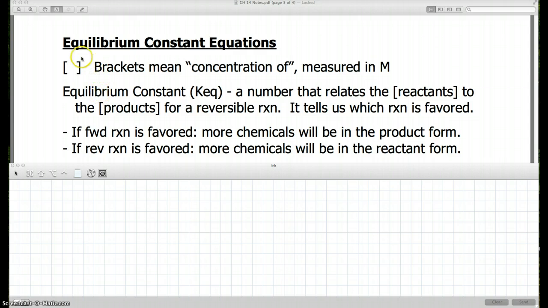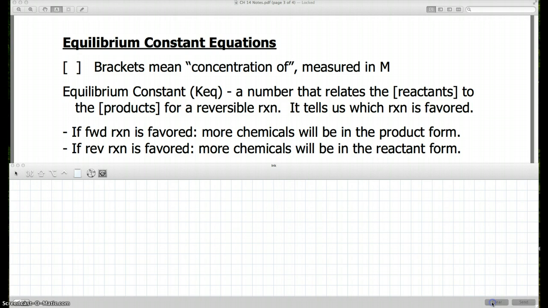One thing, and we actually covered this in Chapter 13, it was one of the book questions. Brackets in chemistry mean concentration of. So if I have HCl dissolved in water at some concentration, I can put that in brackets, and I'd say 2.5 molar. The way I'd read that is concentration of HCl equals 2.5 molar. Brackets mean concentration of whatever chemical is inside the brackets.